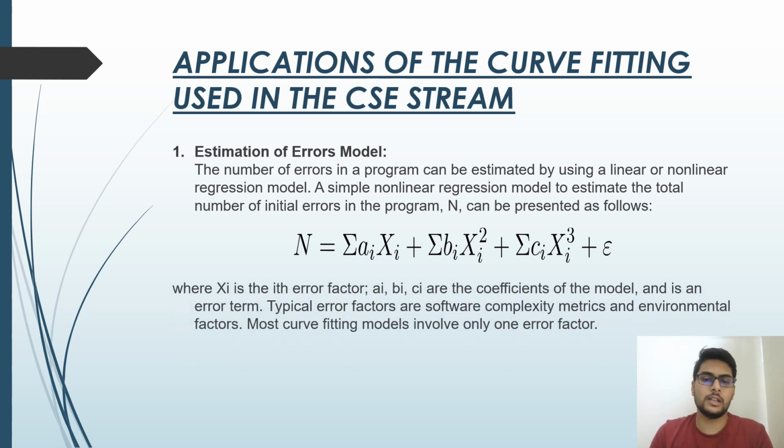where xi is the ith error factor. Ai, Bi, Ci are the coefficients of the model and epsilon is an error term. Typical error factors are software complexity, metrics, and environmental factors. Most curve fitting models involve only one error factor.